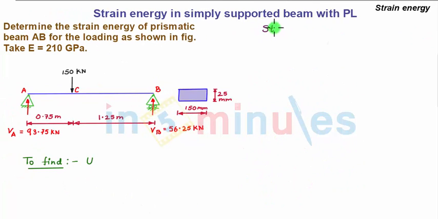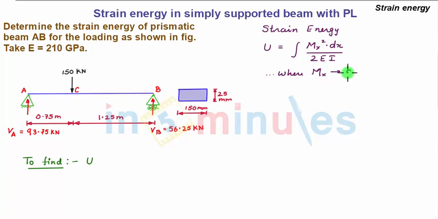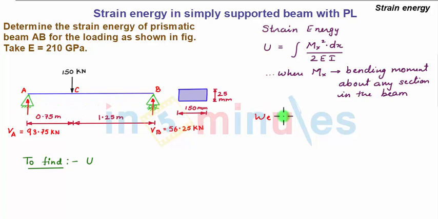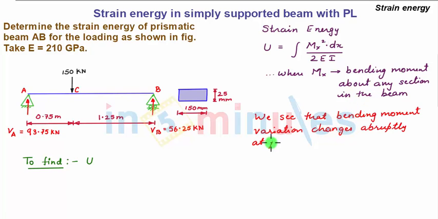Next we determine the strain energy stored in the beam, that is U, and we know strain energy U is given as integral of Mx square dx upon 2 EI, where Mx is bending moment about any section in the beam. Now we know for the simply supported beam the bending moment varies all along the length of the beam, but we see that bending moment variation changes abruptly at point C due to point load.